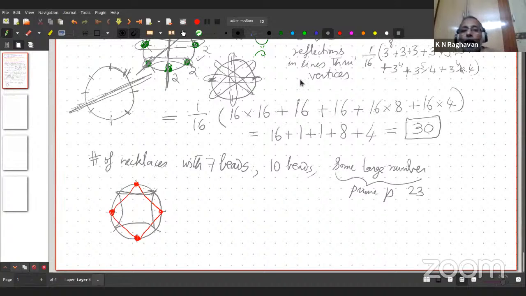If we are doing 3 colors, then these 4 get one of those 3 colors. Let's say red, blue, and green. These 4 together can all be red, can all be blue, or can all be green. And these 4 independently can all be red, can all be blue, or can all be green. So that's 3 choices for this, and independently 3 choices for this. That's 3 cross 3, which is 3 square.